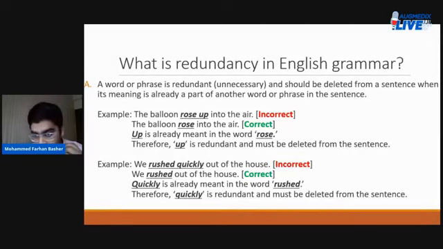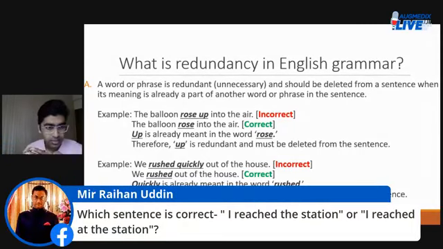We have two more questions over here. Mr. Mir Rahan Uddin asks: which sentence is correct, I reached the station or I reached at the station? Well, both are somehow correct grammatically, দুটো ঠিক আছে। বলা যাবে না যে I reached the station ভুল অথবা I reached at the station ভুল. But however, I reached the station is the one which is more preferred, right? I reached the station is more preferred.